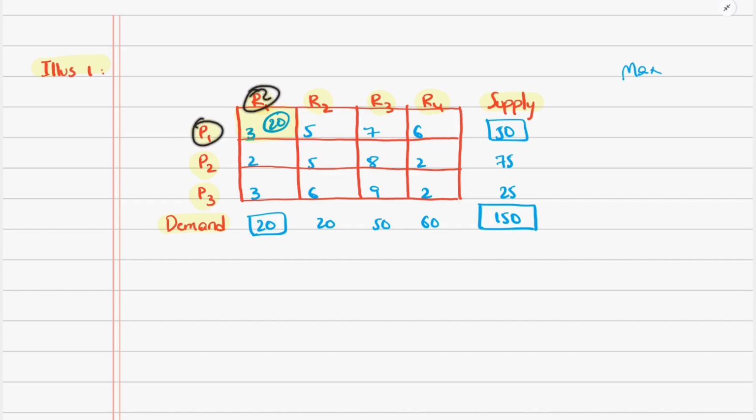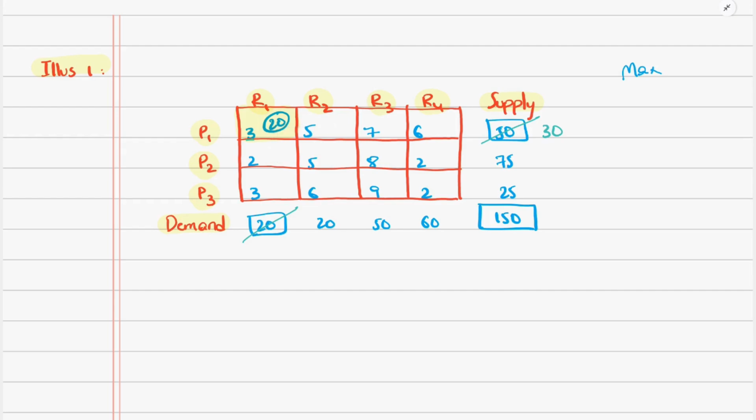From P1 to R1, we are sending 20 units. Because of this allocation, the demand of R1 is satisfied, and P1 supplied 20 units. He has 50, so 50 minus 20, now he's still left with 30 units only. Now let's see. Before I said, depending on if the supply is more or demand is more, we are either going to move to the right or in the downward direction.